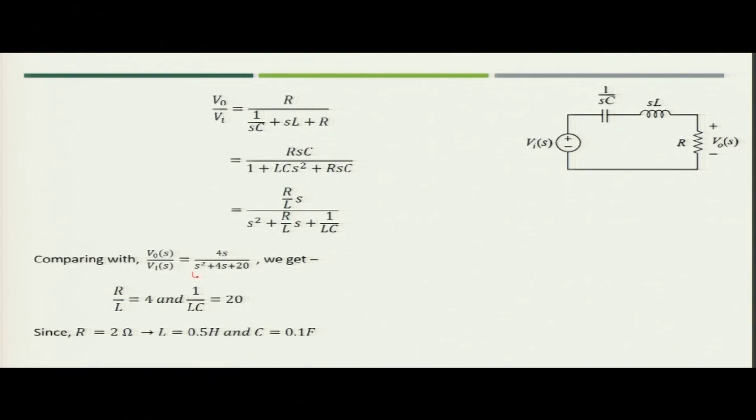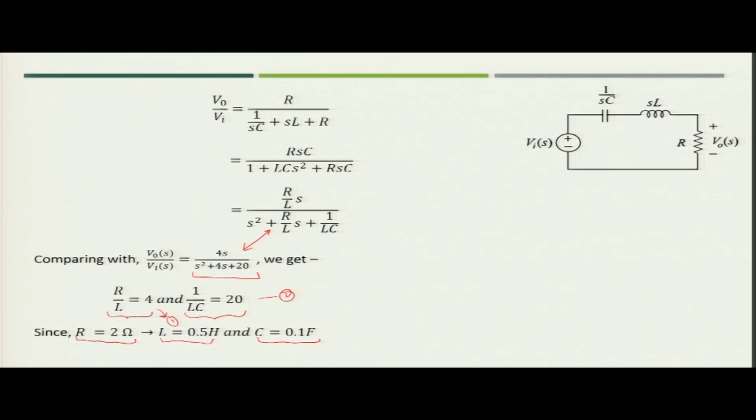The transfer function which is given to us is 4s upon S square plus 4s plus 20. If you compare both of them, you can simply say that R by L is equal to 4 and 1 by LC is equal to 20. So, here again you have two equations, but you have three unknowns. So, we fix the value of R as 2 ohm. When you fix the value of R as 2 ohm, you get the value of L as 0.5 Henry and capacitance C as 0.1 farad.